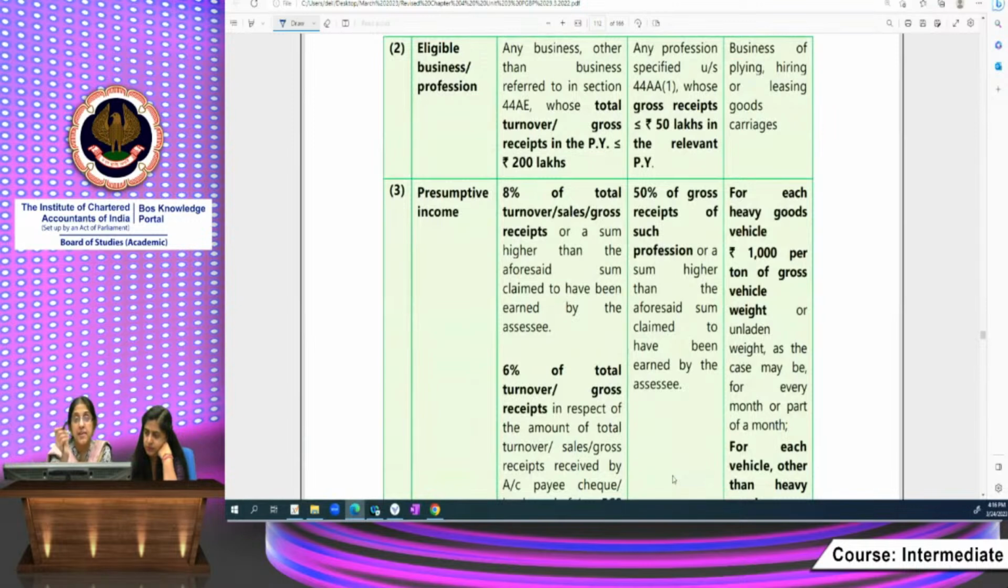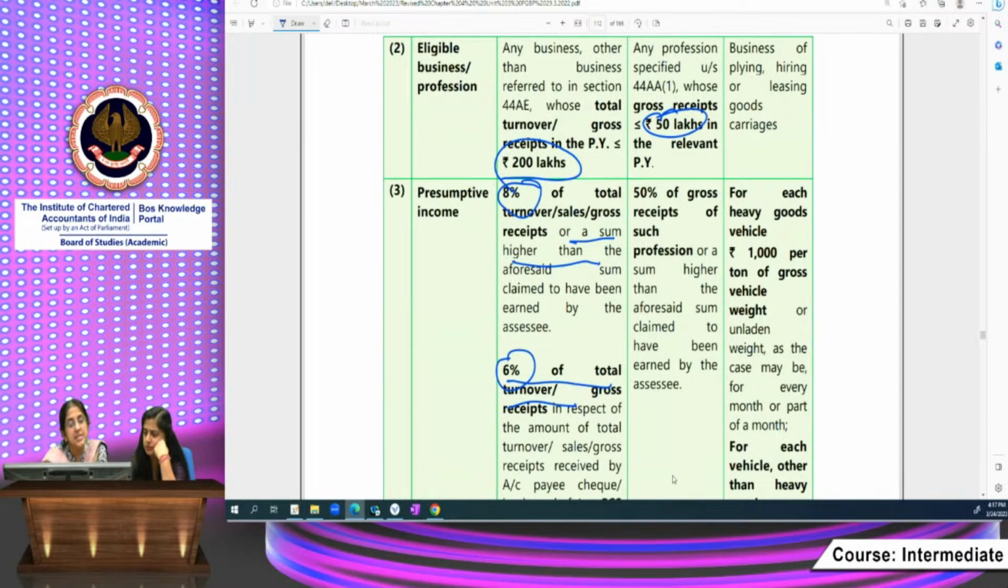But here the turnover limit is 200 lakhs for 44AD, 50 lakhs for 44ADA. And presumptive income is 8% of total turnover, sales, or gross receipts, or a sum higher than the said sum claimed to have been earned. 6% of total. There are 2 rates specified. 6% is where, in respect of those receipts you've received by account payee cheque, account payee draft, or any other electronic mode during the previous year, or on or before the due date for filing return of income.